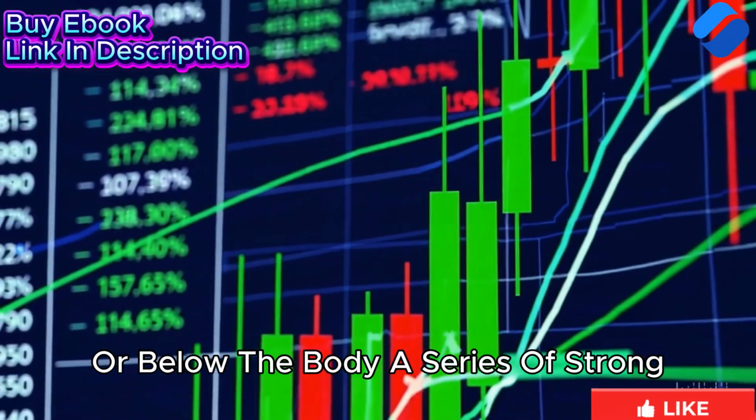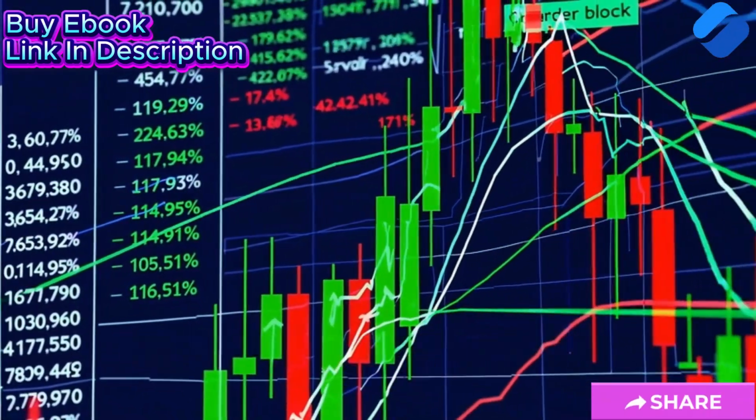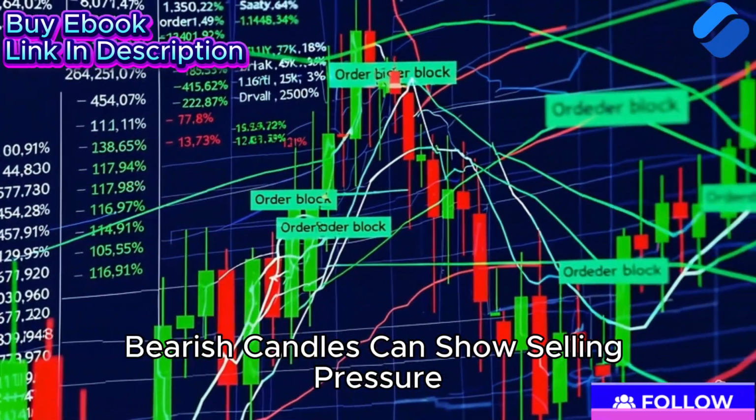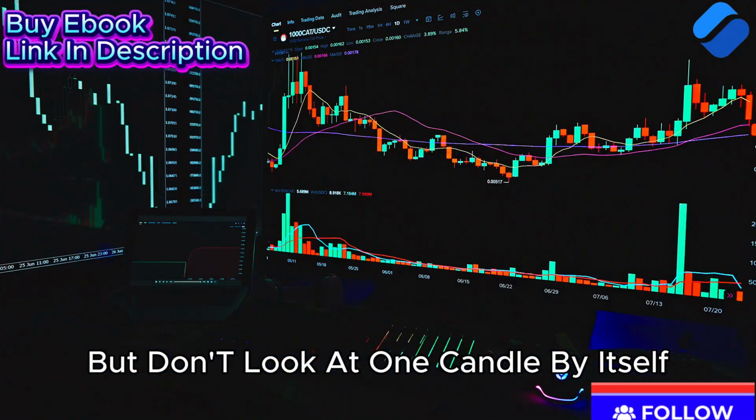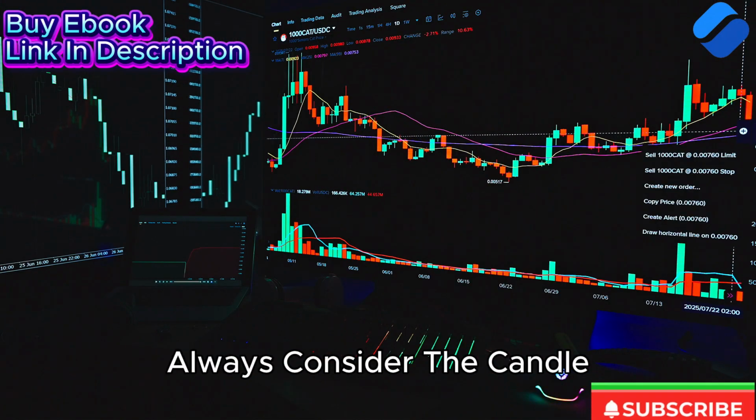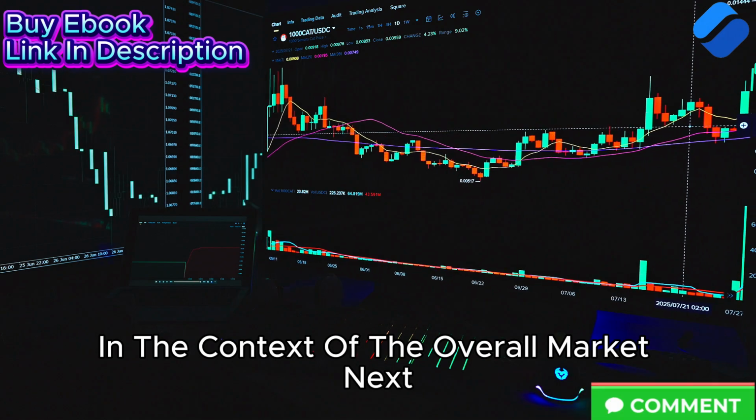A series of strong bullish candles can show buying pressure. A series of strong bearish candles can show selling pressure. But don't look at one candle by itself. Always consider the candle in the context of the overall market.